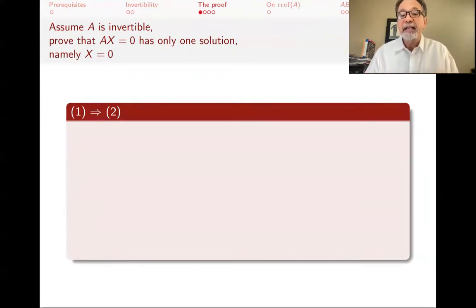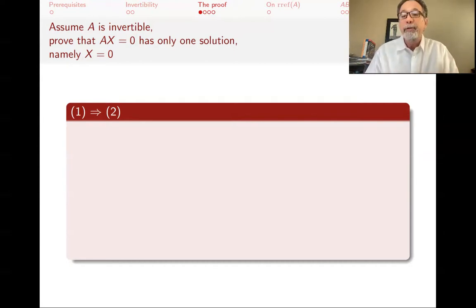That's my hypothesis. I know that I have an invertible matrix, but now I want to solve AX equals 0, which is a homogeneous system of linear equations. It's homogeneous because the right-hand side is all zeros. And I want to prove to you that x equals 0 is the only solution. The fact that x equals 0 is a solution is not a big deal.